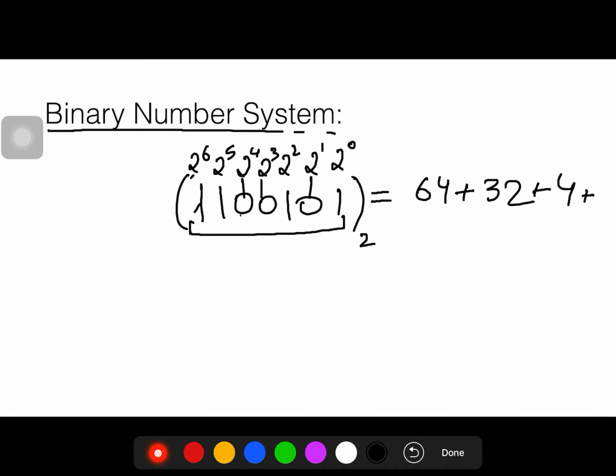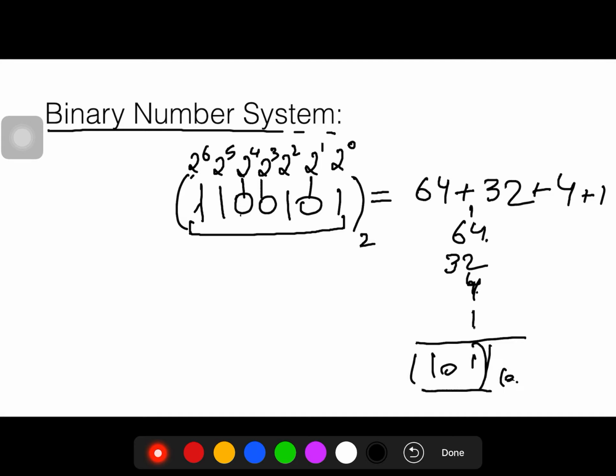2 raised power 2 is 4. Then 2 raised power 0 is 1. Now 64 plus 32 plus 4 plus 1, which is 101 in decimal.